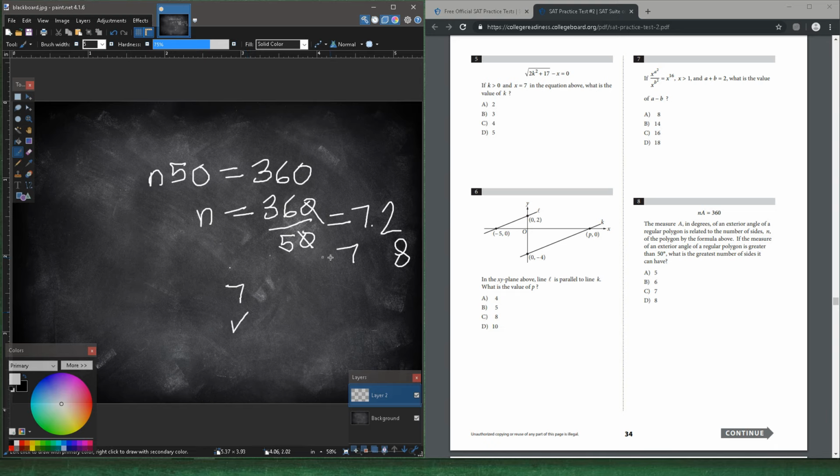Now let's plug in 8. If we put 8 over here, that's 400. 400 is greater than 360. So that does not work.